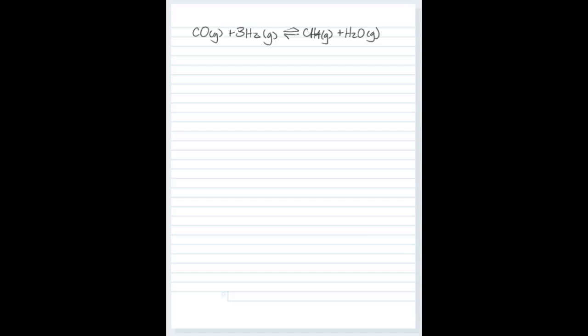I'm going to do an example of a problem where we change the pressure of a gas phase reaction and think about how the equilibrium will respond. So this is my gas phase reaction. As you can see, all the products and all the reactants are in the gas phase.